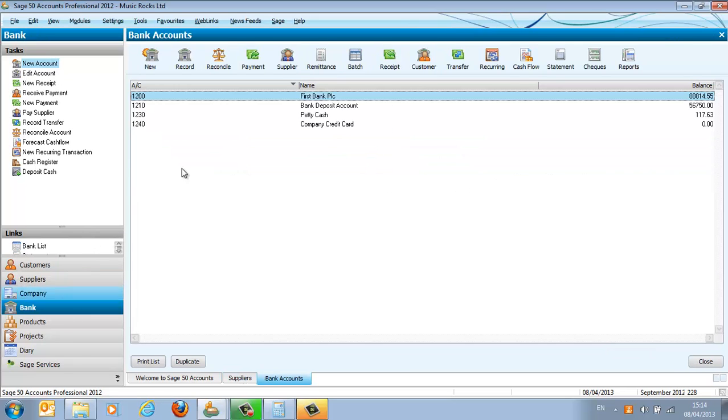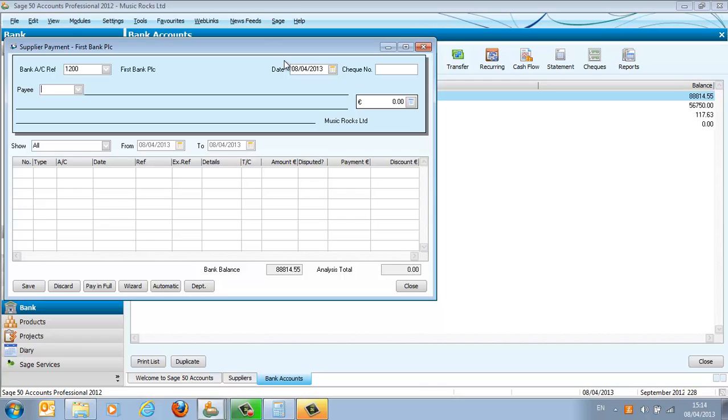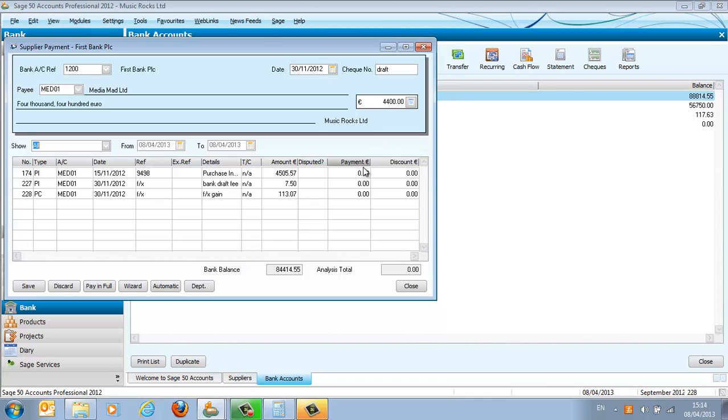So go to bank, suppliers icon. Bring up Media Mad, the date of the draft, 11/12, check reference draft, put in our amount, and do it for each case. Make sure they're all cleared. 4,505.57. Okay, so there we have it.